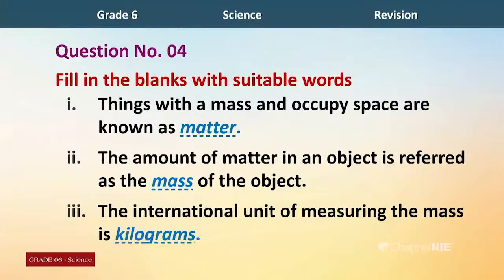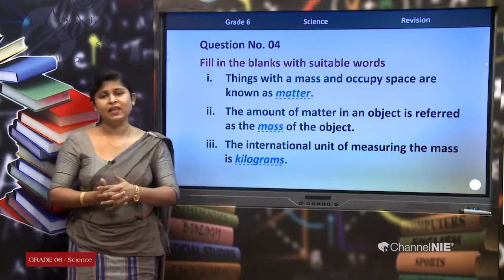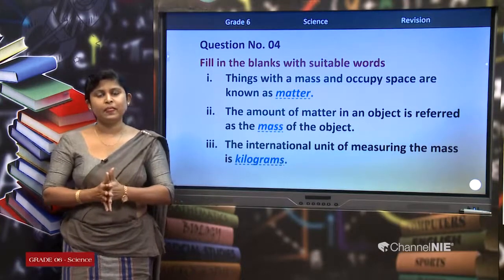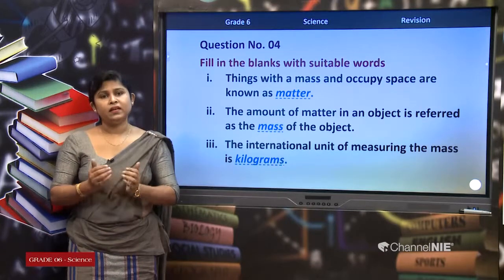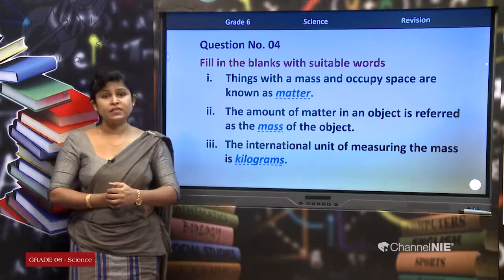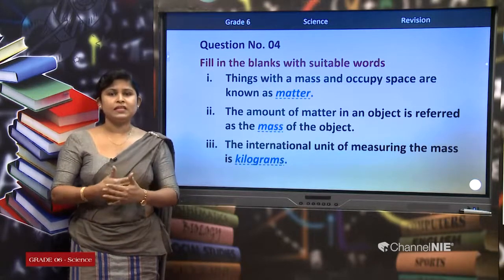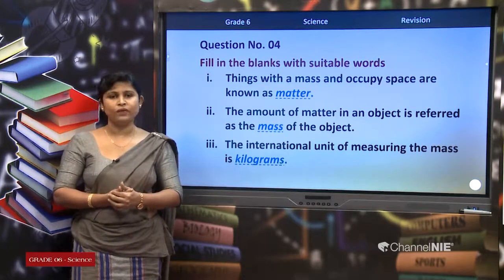The amount of matter in an object is referred to as the mass of the object, right? My dear children, we do not know the difference between mass and weight. Normally, we think that both mass and weight are the same, but they are not. There are differences. The mass is the amount of matter contained in an object, but the weight is a force. You know that all the objects are attracted towards the earth. The weight is a force. It is measured in Newton, but mass is measured in kilograms.